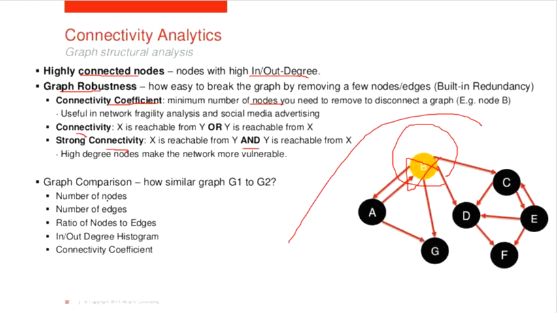We can also do graph comparisons where we see if the number of nodes are same, if the number of edges are same, if the ratio of nodes to edges is same, or if that is different, then in and out degree histogram can be created to check the comparison or see the similarities between two graphs. We can check the connectivity coefficient as well in order to see the similarity between numerous graphs.